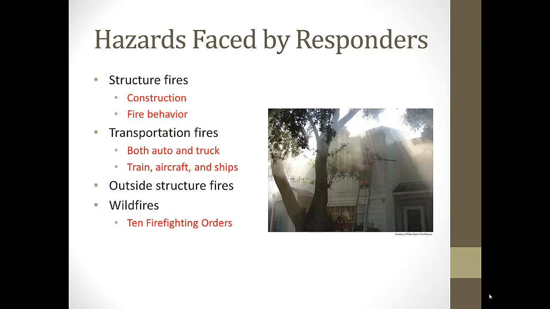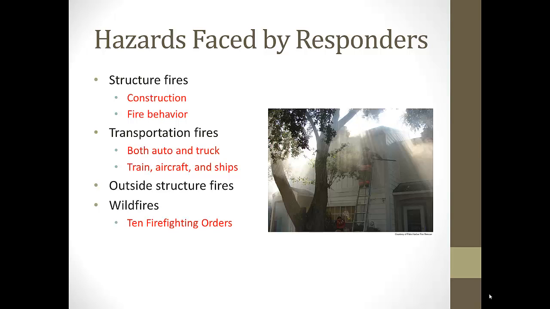If you go down to some of the newer cities or the newer places that have tracts, they build all that construction out of lightweight building materials. You have to realize that it is going to be a different tactic and strategy because the fire behavior is going to be different. You're going to have either more or less time to be on that roof.